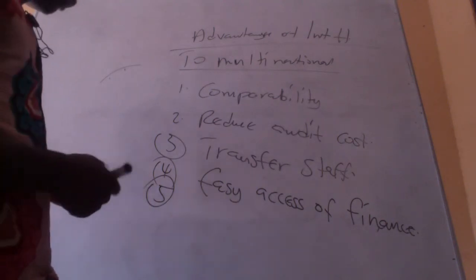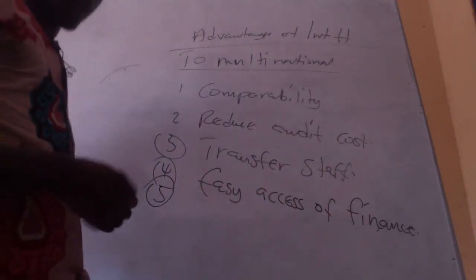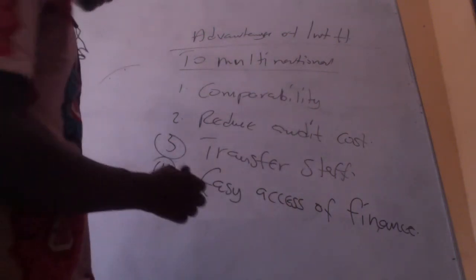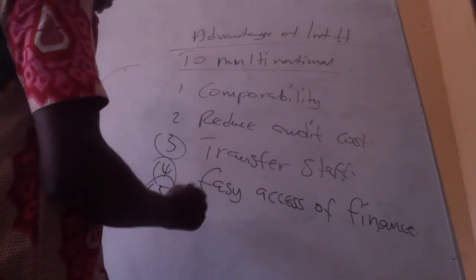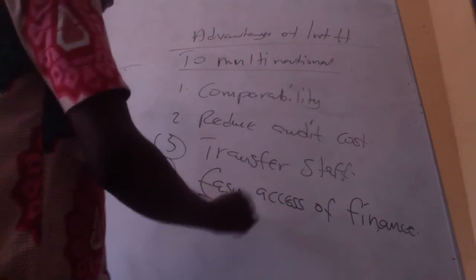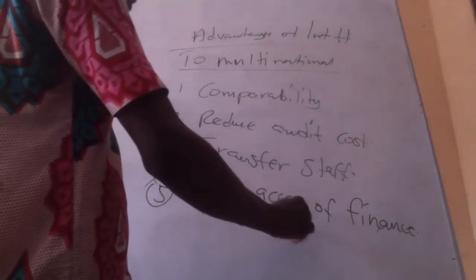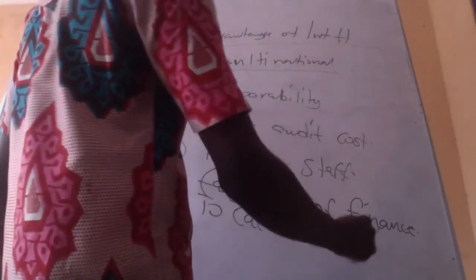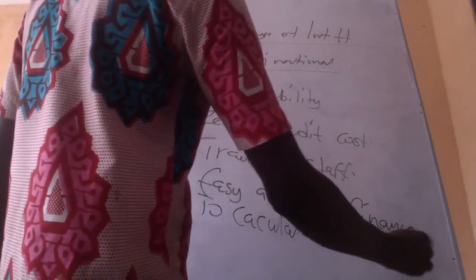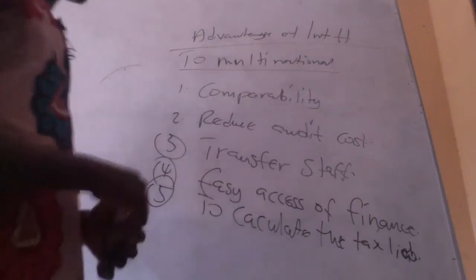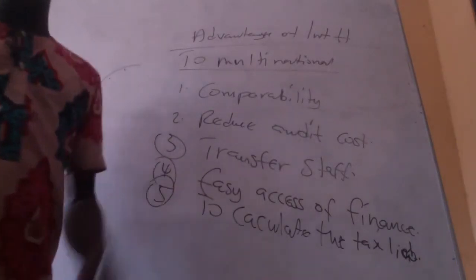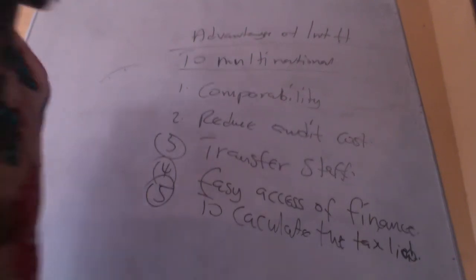Yes, I like your points. Last, to the tax authority, to help them calculate the tax liability. To help the tax authority to calculate the tax liability of that multinational. Okay, so that is it. You can also extend it to 10 for me. Yes, extend a point for me so that you'll be fine.